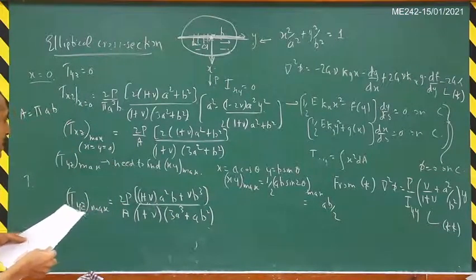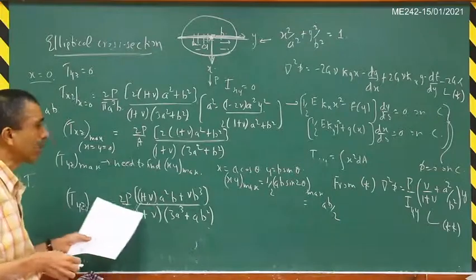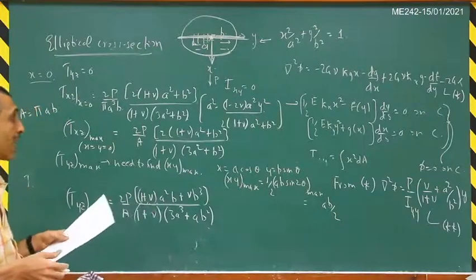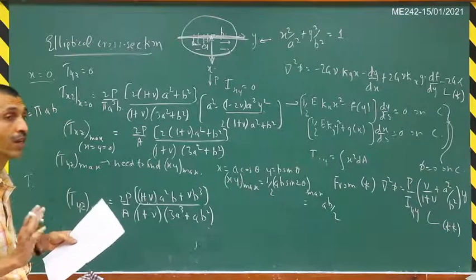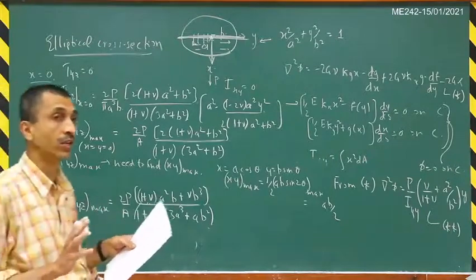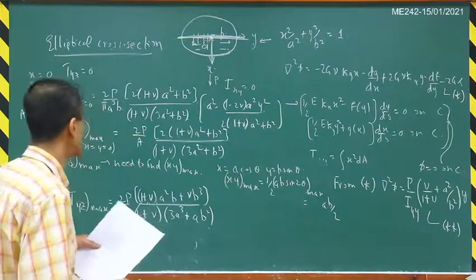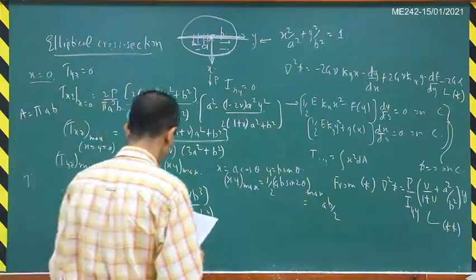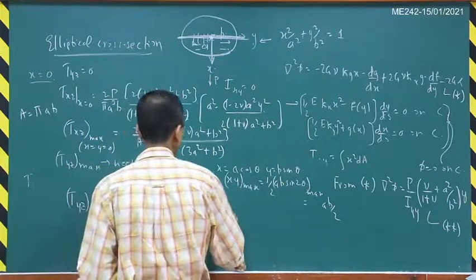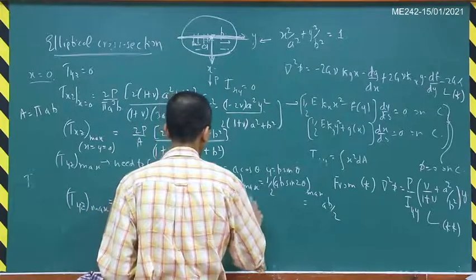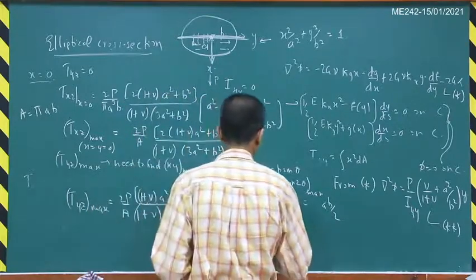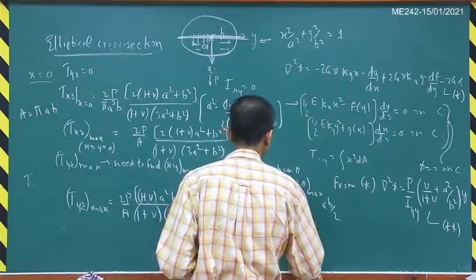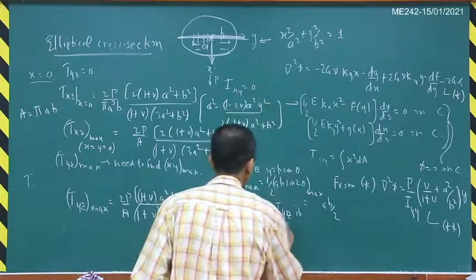The reason for writing all of these expressions is that now you will see certain features that are different from the solution that you studied in your strength of materials courses. Here you see that for B much greater than A, your tau yz is not negligible.